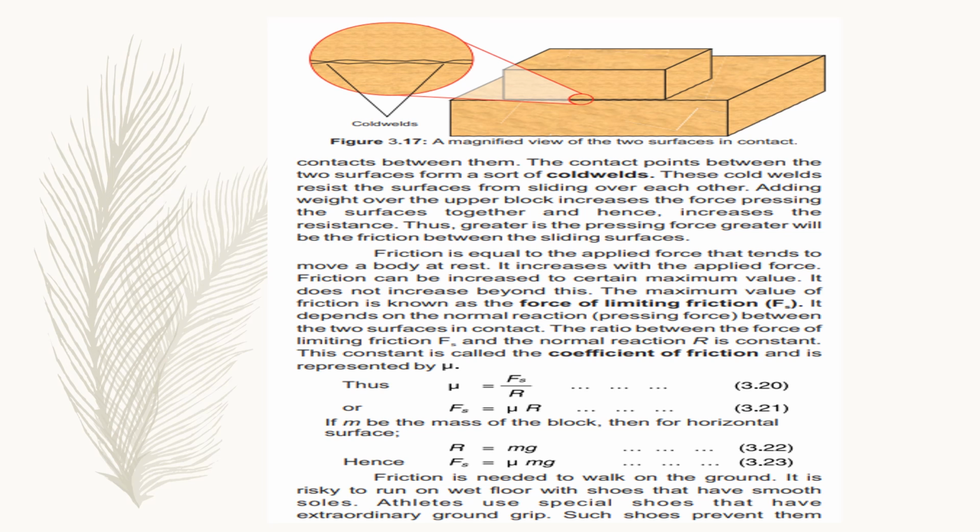In some cases, friction is desirable, like friction is needed to walk on the ground. It is risky to run on a wet floor with shoes that have smooth soles. Athletes use special shoes that have extraordinary ground grip. There is an example of tights and shoes, like athlete shoes have a pattern.